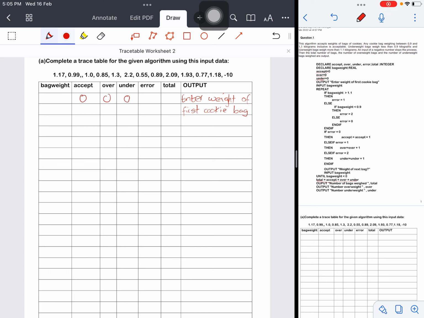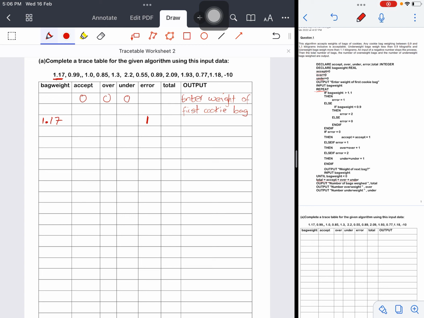Now the first bag weight is 1.17. So I'm going to start in this column, 1.17. Okay. And then we start a repeat loop. It asks if bag weight is greater than 1.1. Yes, this is greater than 1.1. Therefore, error is equal to 1. So I'm going to put 1 there. And once we put 1 there, we go to the next one. We cannot do that one because it's not true. We already have the truth there that the bag weight is over 1.1.